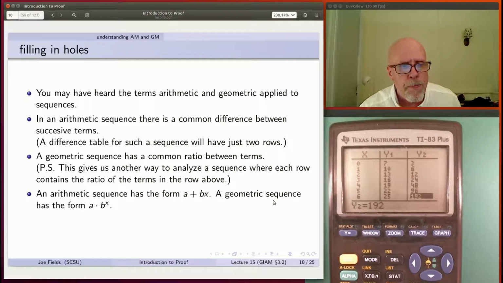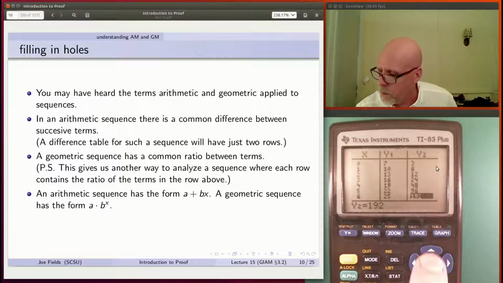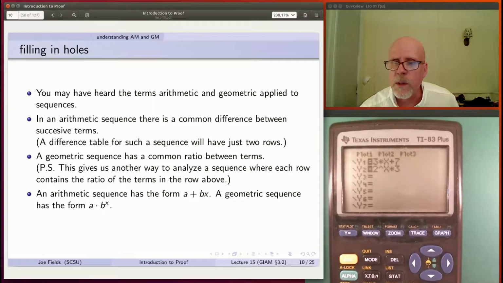A geometric sequence has the form a times b raised to the x. Again, you see the pattern of turning adding into multiplying and turning multiplying into exponents. And y equals, see the way the pattern works here? This is 2 raised to the x power times 3. Well, I have to commute that to get what it shows on the slide, but 3 times 2 to the x. A is 3, b is 2. Okay, I can leave that sitting there.